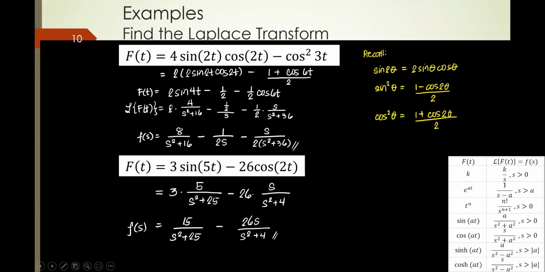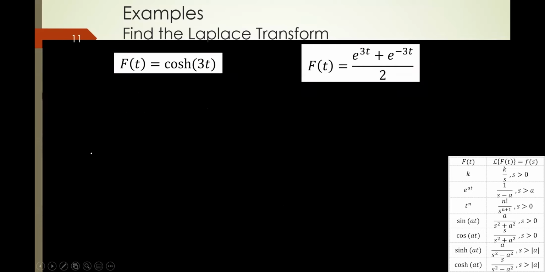Okay, next, let's practice. So for the next page, you have hyperbolic cosine. So looking at the table, how would this be? What is your f of s? I gave you a formula for this. Over s squared minus 9, right? So that's the final answer.